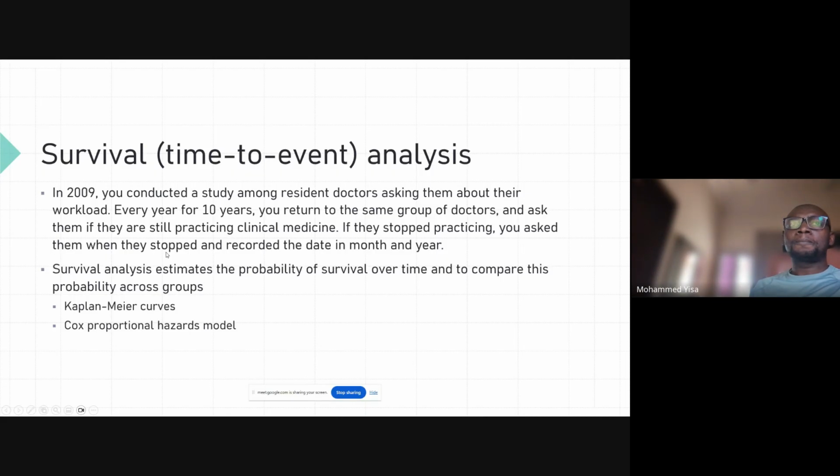Now, this particular analysis estimates the probability of survival over time and can compare this probability across groups. So there's the Kaplan-Meier curve, which visualizes that probability of survival. And there's the Cox proportional hazard model, which actually calculates the risk of the outcome, which is leaving medical practice at any given time during the follow-up period.